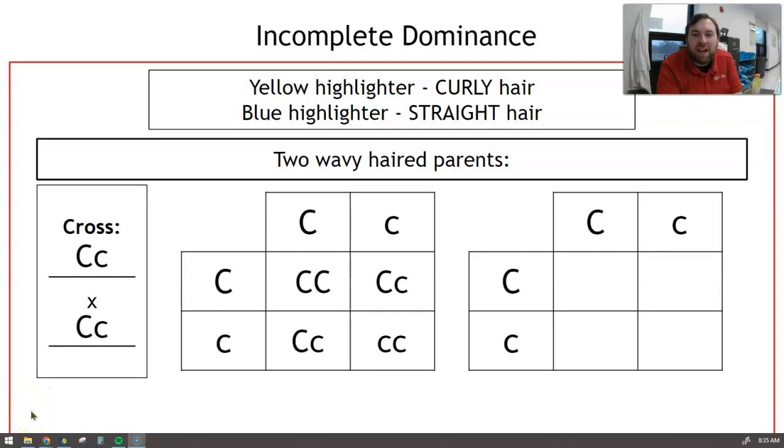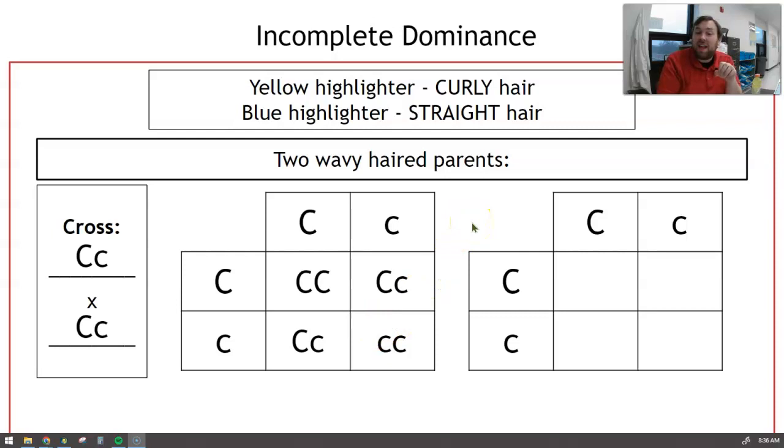All right, 2 wavy-haired parents are capital C, lowercase c. Putting them into the Punnett square here, we should get that familiar mix of a 1 to 2 to 1 ratio in genotypes. The homozygous dominant and the homozygous recessive mixed with the 2 heterozygotes. I get them twisted up sometimes too.